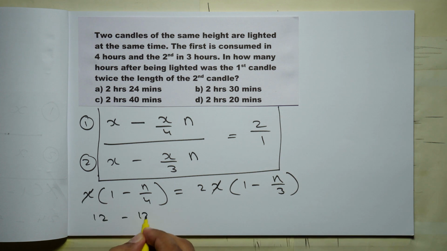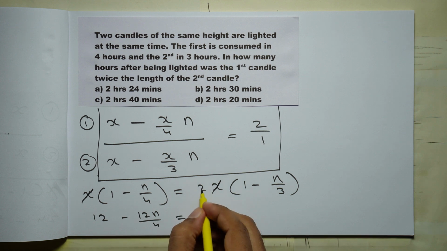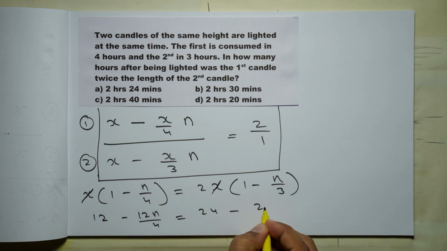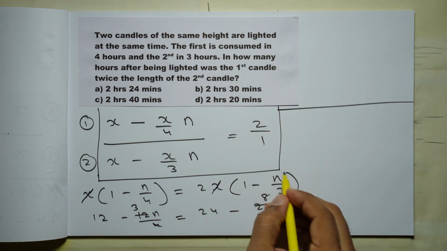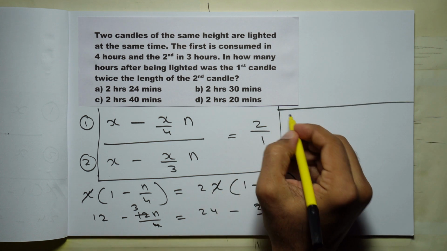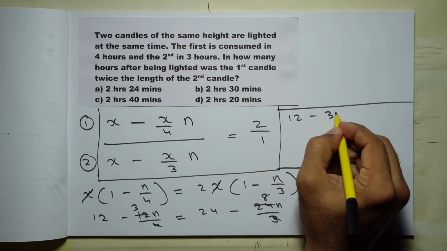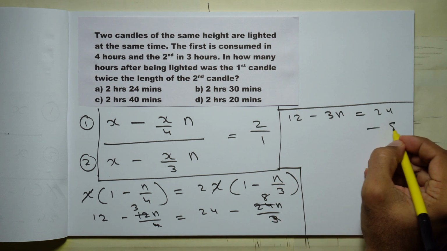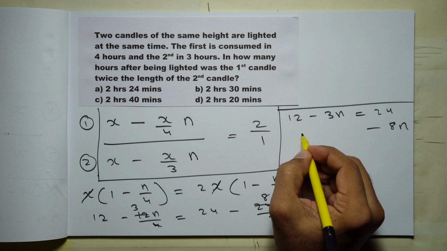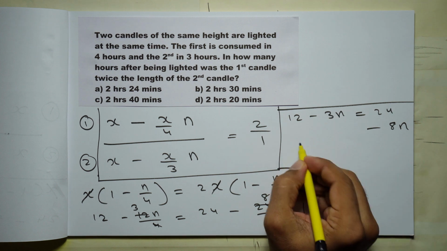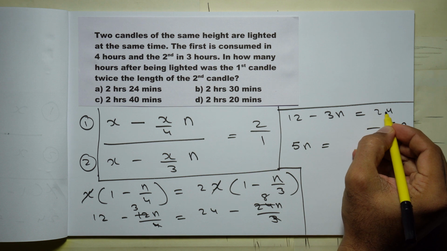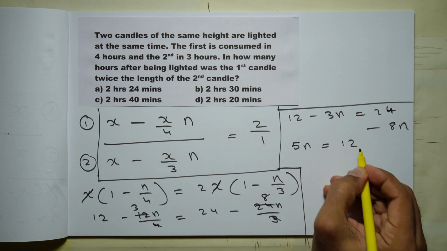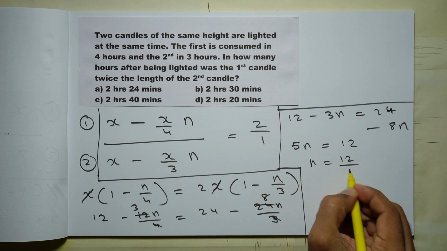So 12 minus 12n by 4 is equal to 2 into 12, that is 24 minus 24n by 3. Now 4 divides 3 times, 3 divides 8 times. So I'll just write down this equation here. So 12 minus the remaining 3n, that is equal to 24 minus 8n. Negative 8n, I'll just bring it to this side. So 8n minus 3n, you will get it as 5n. 5n is equal to 24 minus this 12, so you will get it as 12. So n you will get it as 12 by 5.